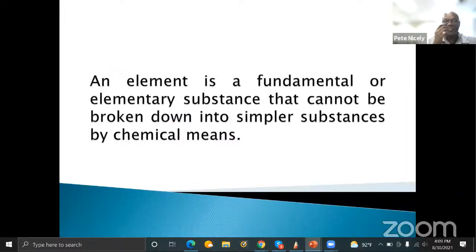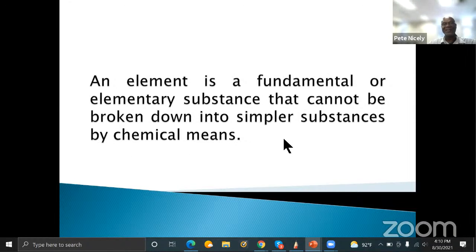Elements are basically substances that cannot be broken down into simpler substances by chemical means. So all the elements that you'll find in the periodic table fit this particular description. Now, please note, it says here that you cannot break them down into simpler substances by chemical means. And the reason why I'm stressing that is because you can actually break down an element into simpler substances, but that would not be a chemical reaction. That would be a nuclear reaction, all right?